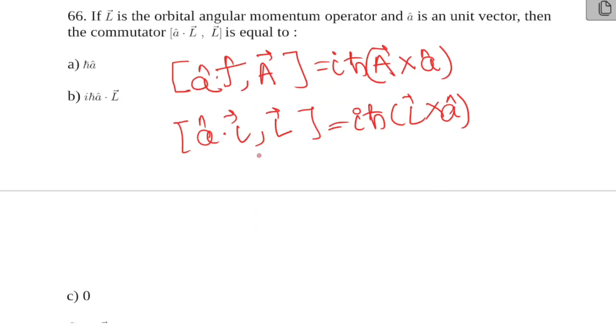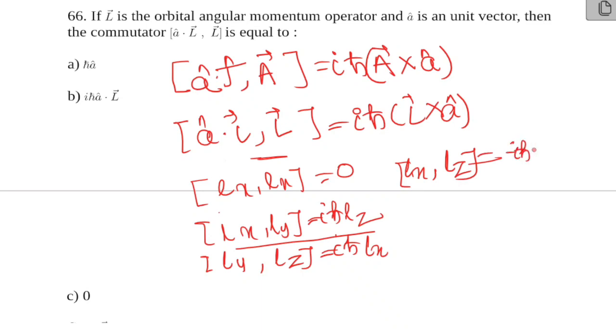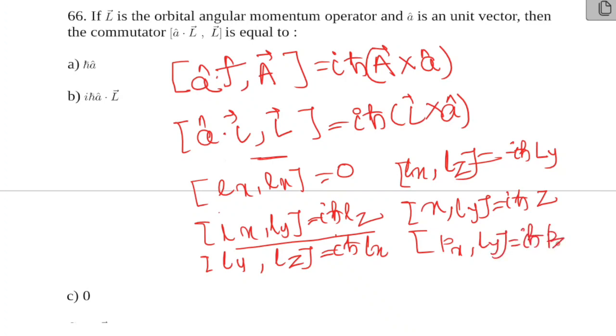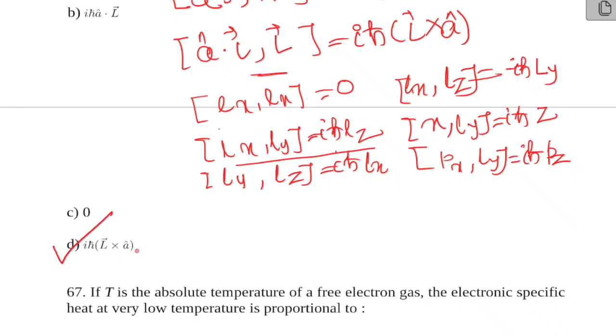Similarly, you should remember the general relations of commutator brackets of angular momentum. Like Lx with Lx is 0. The commutator of Lx with Ly equals iħ Lz. Next, the commutator of Ly with Lz equals iħ Lx. There will be cyclic order, otherwise there will be a minus sign, like the commutator of Lx with Lz is equal to minus iħ Ly. Similarly, the commutator of x with Ly will be iħ z, and the commutator of Px with Ly will be iħ Pz. So here your correct option is option D, iħ L cross A cap.